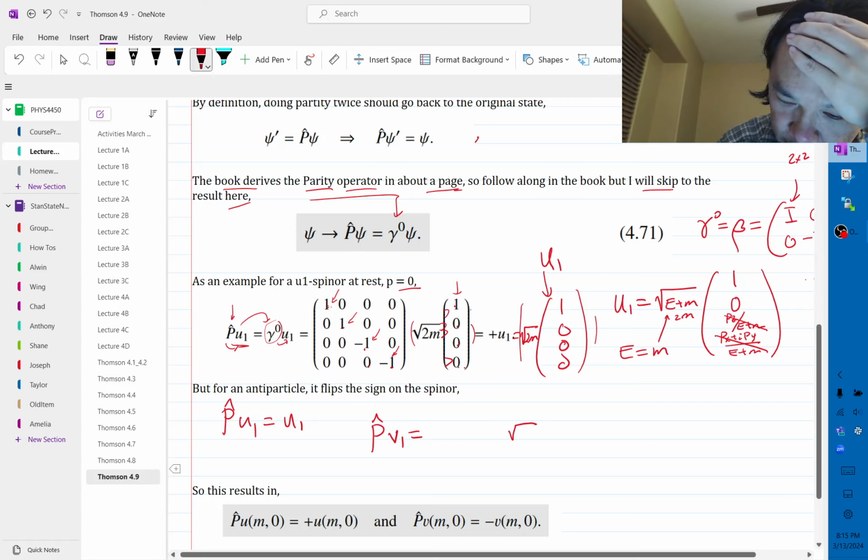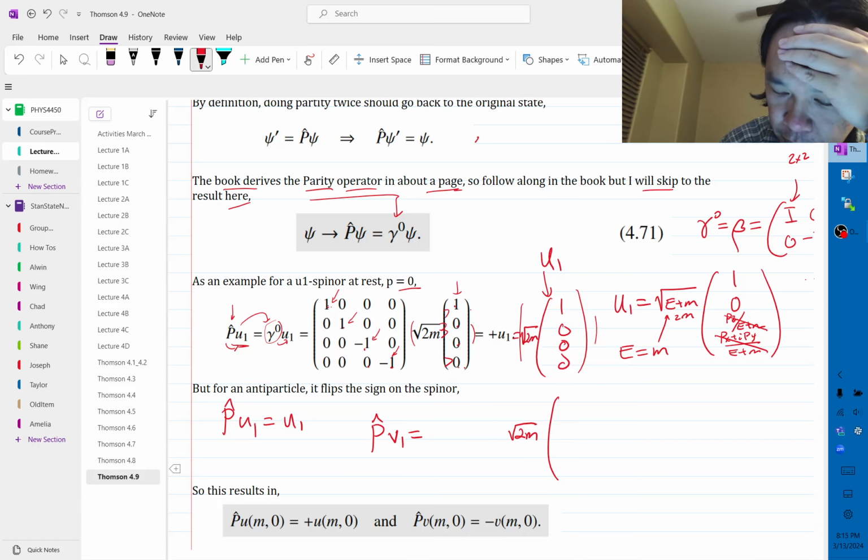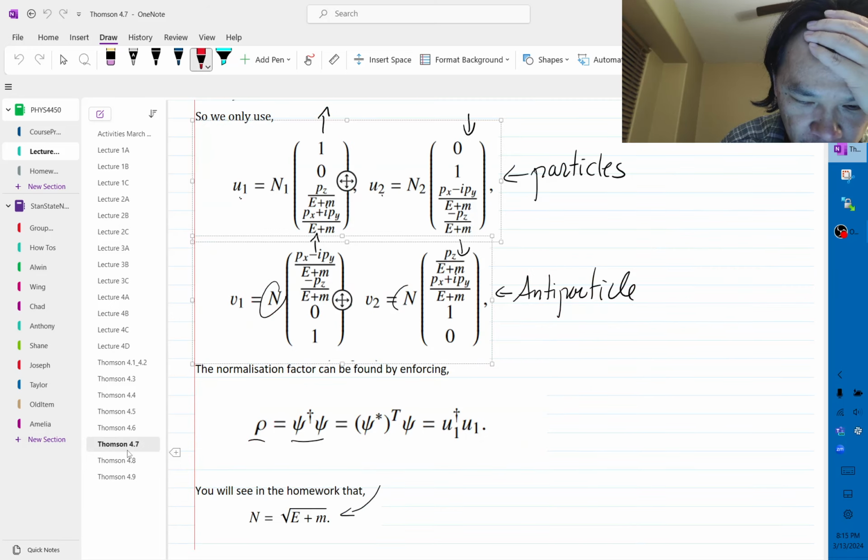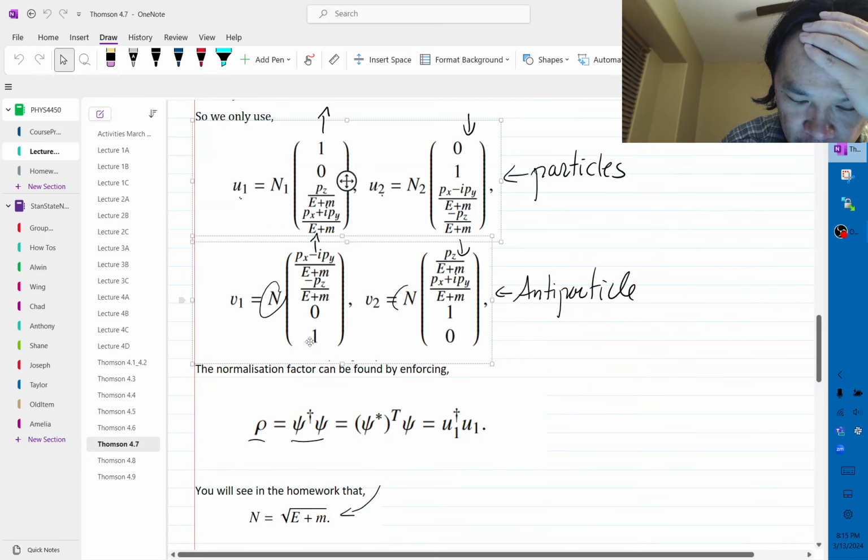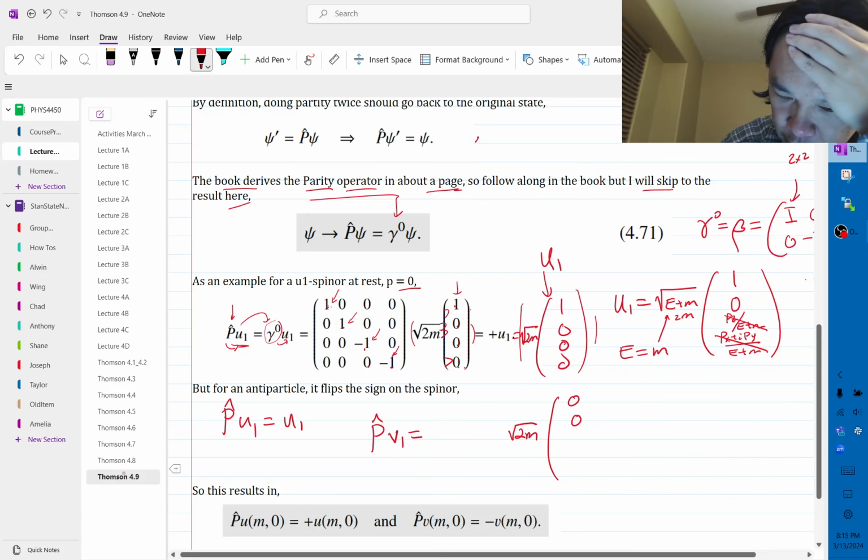Since the particle is at rest, the energy plus m just gives you 2m. So px minus i py over, well, it doesn't matter because the momentum is 0, so I didn't even need to write that. And then it's the third component, or the fourth component, that has the 1. It's the fourth component, so we have 1 down here.